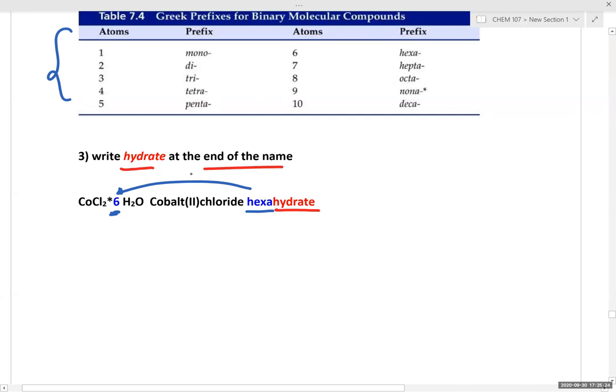Does this make sense to everyone? Does this naming process make sense to everyone? Any questions so far that I can address?